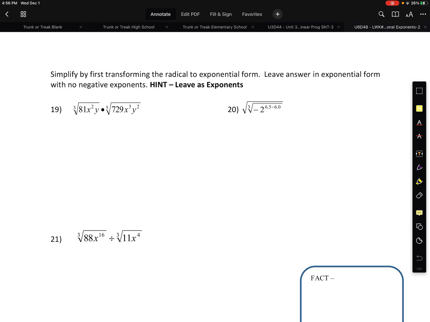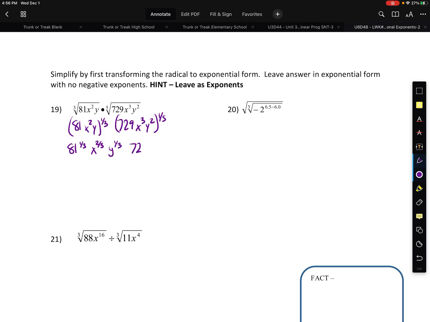All right, so 81, 729. So what I see right away, let me get my pen, I got 81x squared y, all raised to the 1/3 power, 729x to the third y squared, all raised to the 1/5 power. So I got 81 to the 1/3, x to the 2/3, y to the 1/3, 729 to the 1/5, x to the 3/5, and y to the 2/5.